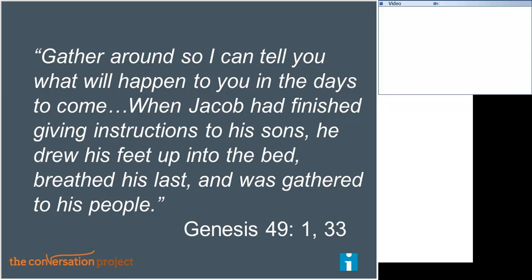I also found one from Genesis. This is a pretty important and classic text that's used often at the end of the year, the story of the death of Jacob. "Gather around so I can tell you what will happen to you in the days to come." And when Jacob had finished giving instructions to his sons, he drew his feet up into the bed, breathed his last, and was gathered to his people. There's a lot more in between those phrases. Take a look and see if there isn't something there for you to use as well.